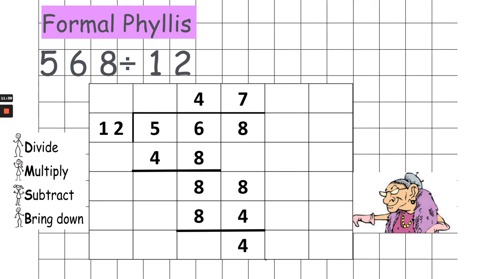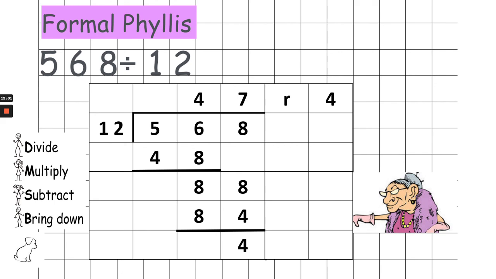Now we've got this 4 down here, which if you remember, becomes a remainder. We can write our answer as remainder 4. 568 divided by 12 gives us 47 remainder 4. Amazing job if you got that one, Year 6.